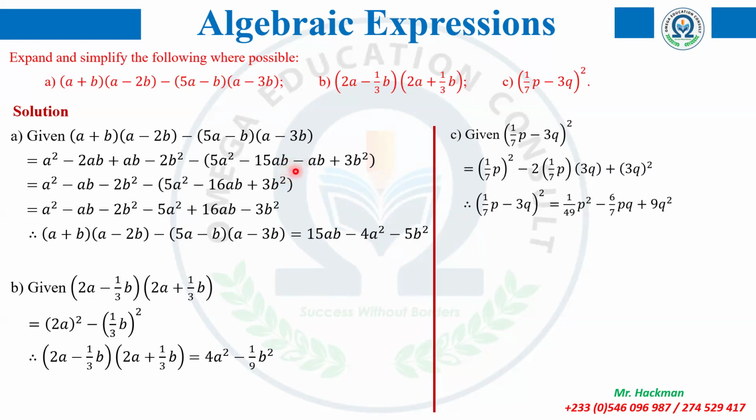Today's lesson is going to be a very short one, and our task is to look at the solution to the assignment that was given in lesson 2 on the topic algebraic expressions. Okay, so the question is exactly what you have on your screens. Expand and simplify the following where possible. So you have A, this expression, B, the expression that you have here, and C, this expression.